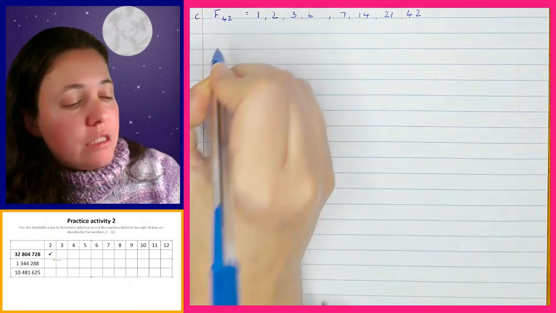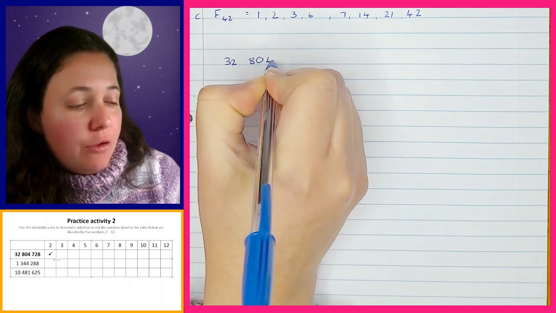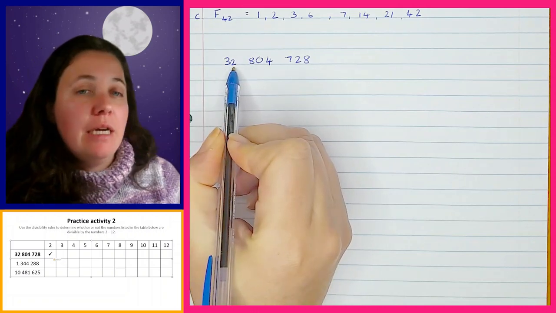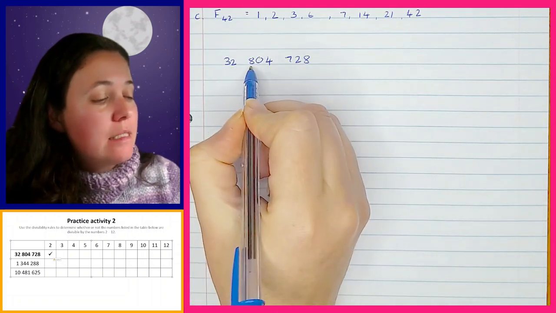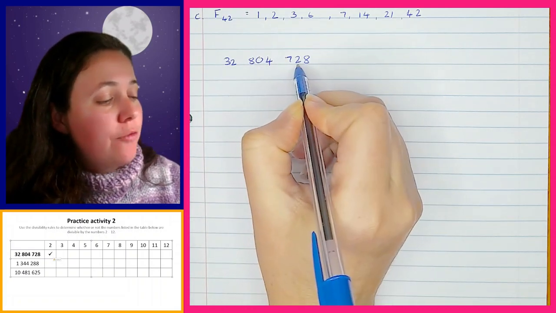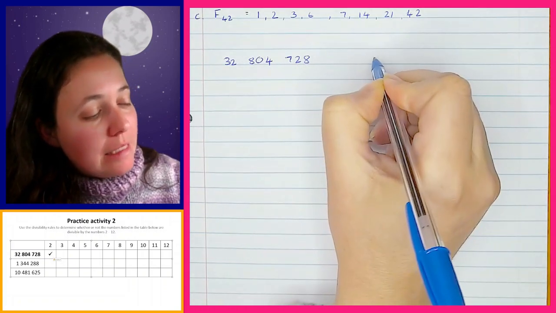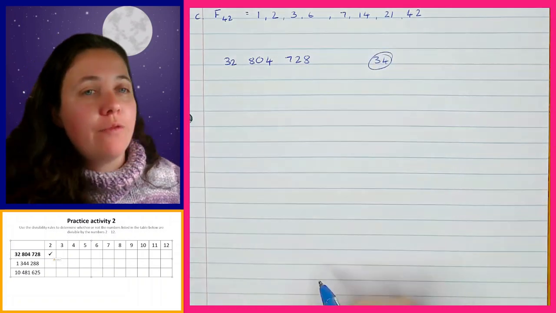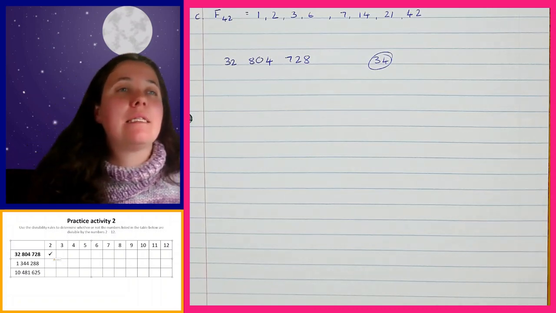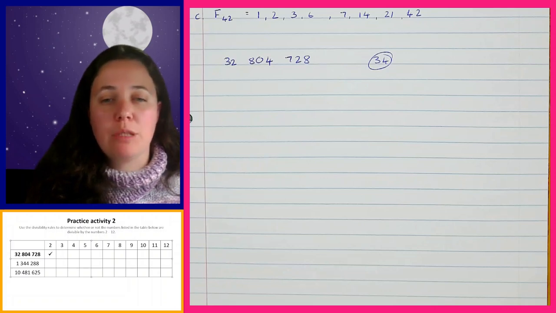Okay, so we've got the number 32804728. So I'm going to add 3 and 2 is 5, plus 8 is 13, plus 4 is 17, plus 7 is 24, plus 2 is 26, plus 8 is 34. So I know that I get 34 by adding all of those digits up. Now, 34 is not a multiple of 3, which means that this number over here will not be a multiple of 3.